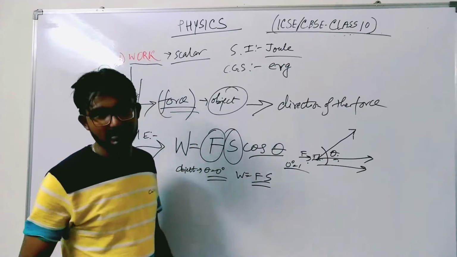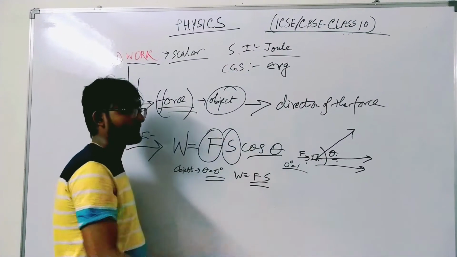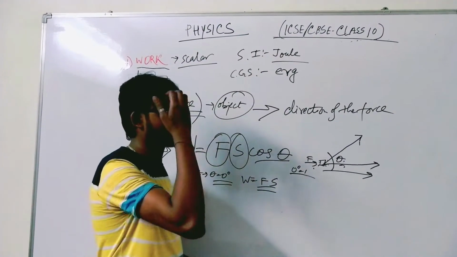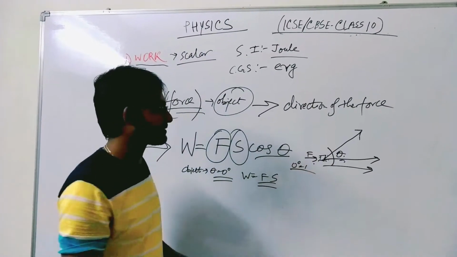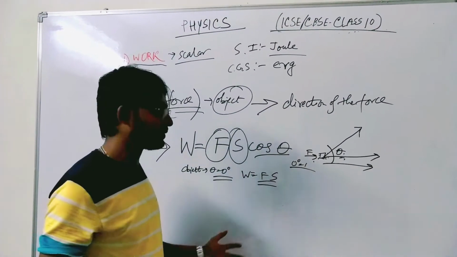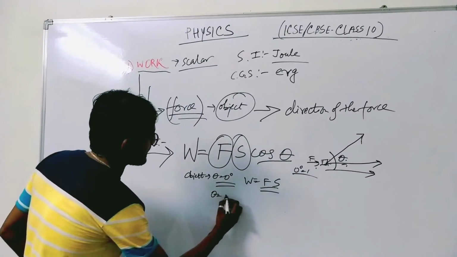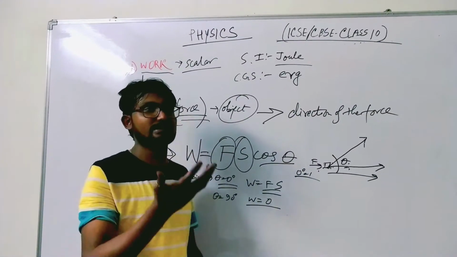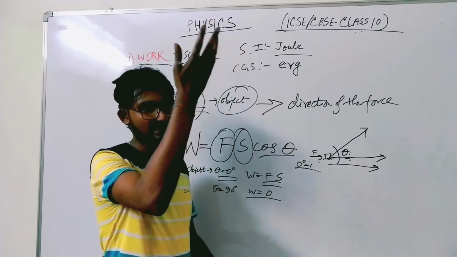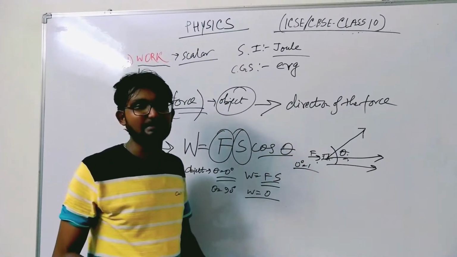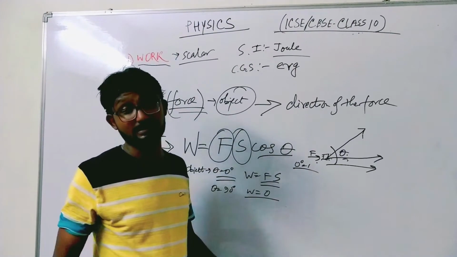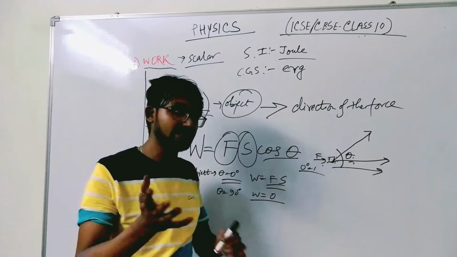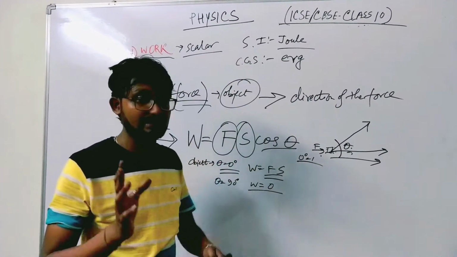Now I am coming to another example: if theta is equal to 90 degrees. Suppose I am throwing a ball like this in the upward direction, so this angle is becoming 90 degrees. Cos 90 degrees is nothing but 0, so work done is 0. You are just lifting the object and it's coming back to you. You're applying a little force, but there is no displacement because the ball goes up and comes back to the same position. As you know, if the initial position and the final position are the same, then displacement is 0.